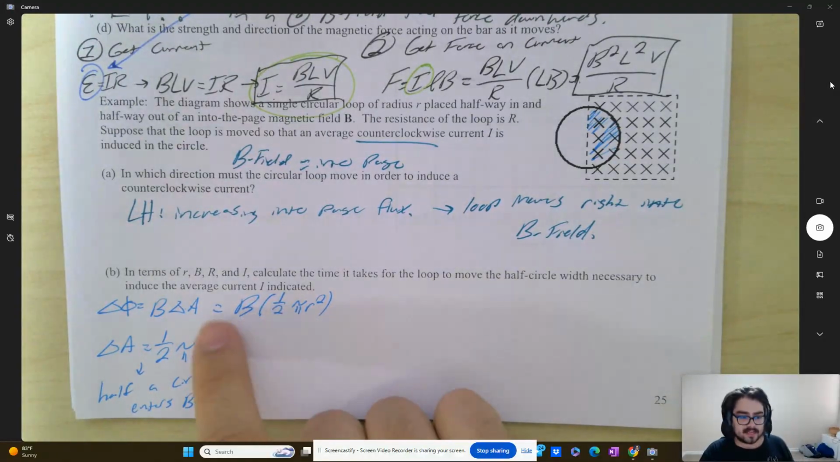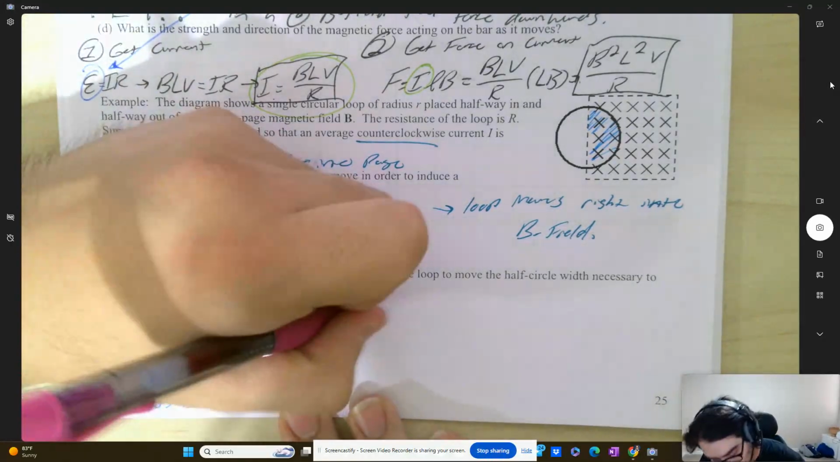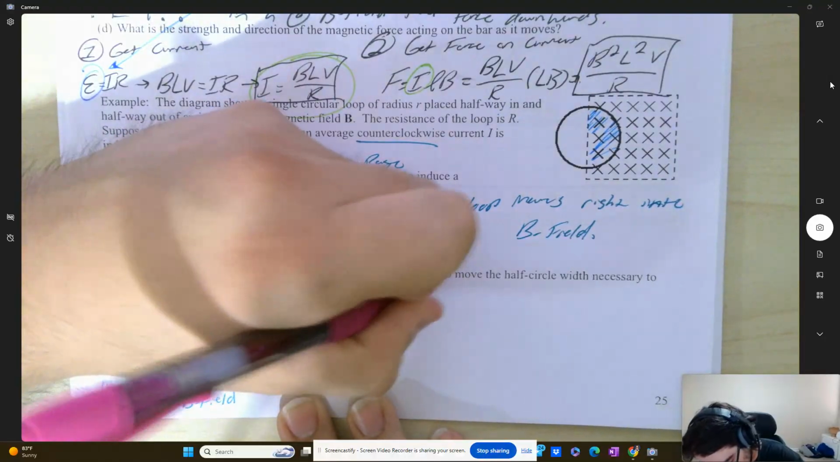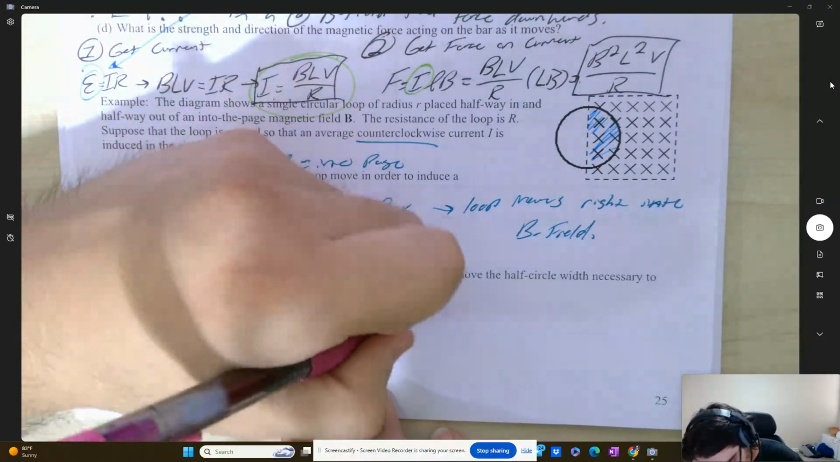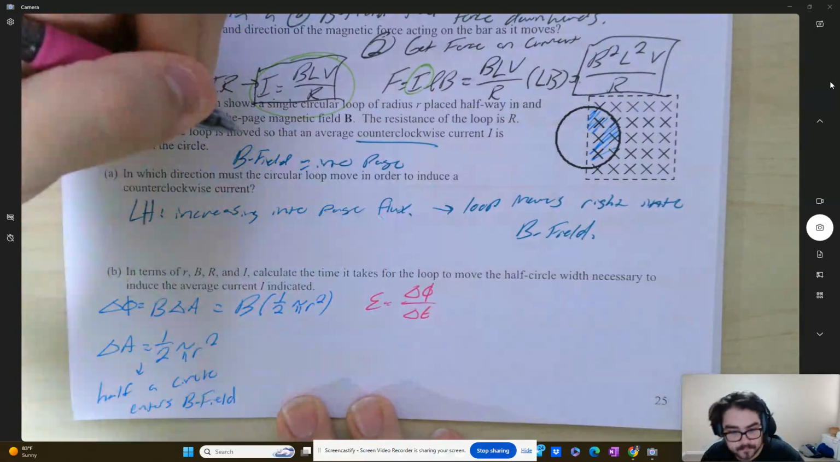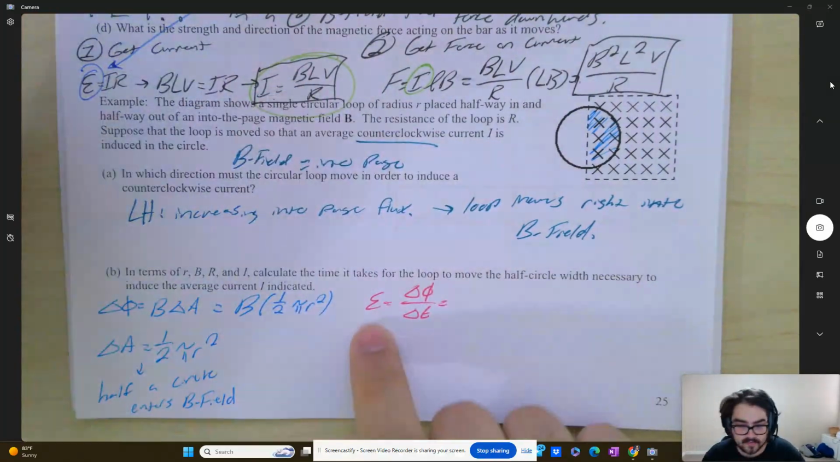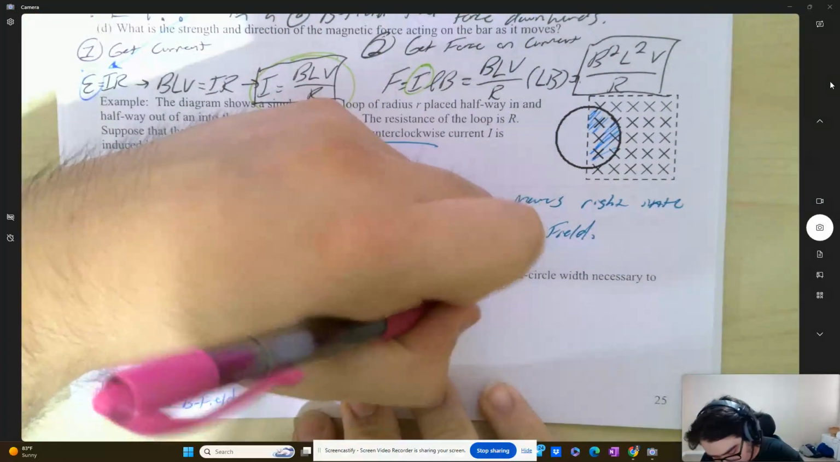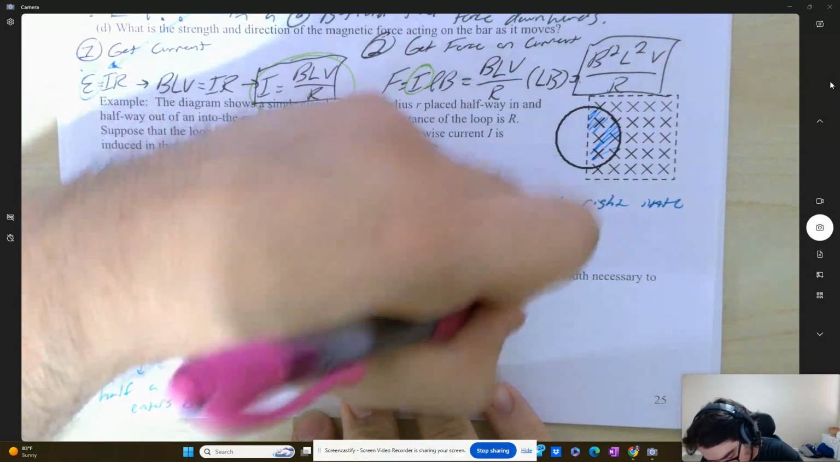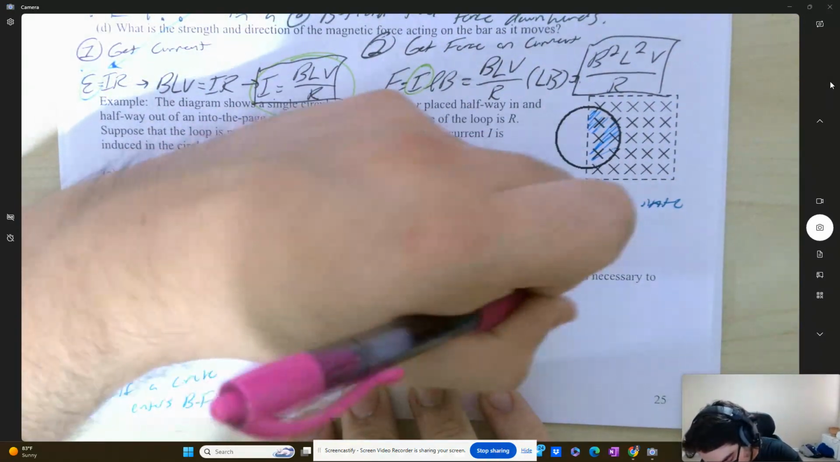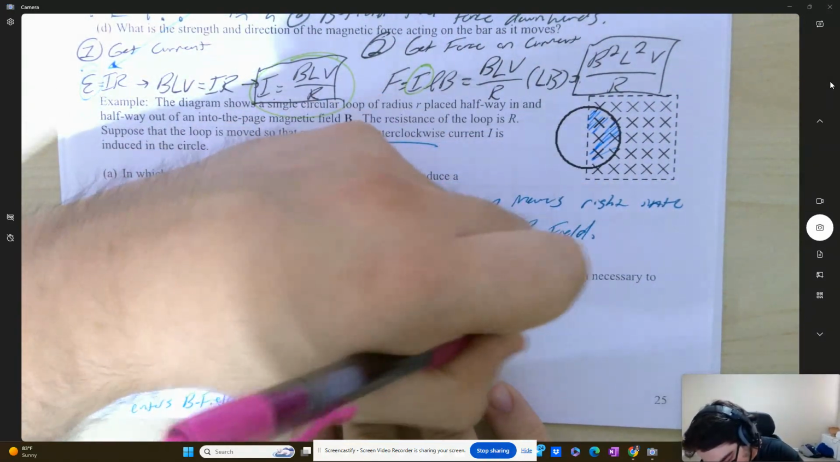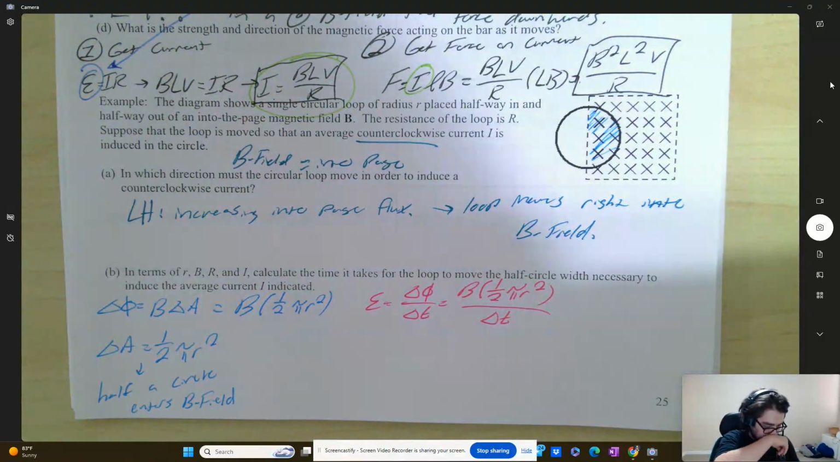Now we just need to plug it into the epsilon equation. Epsilon is equal to delta flux over delta t, right? So when we plug everything in, we're going to do B times 1/2 pi r squared over delta t.